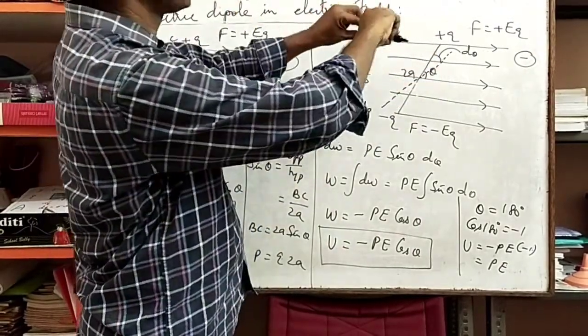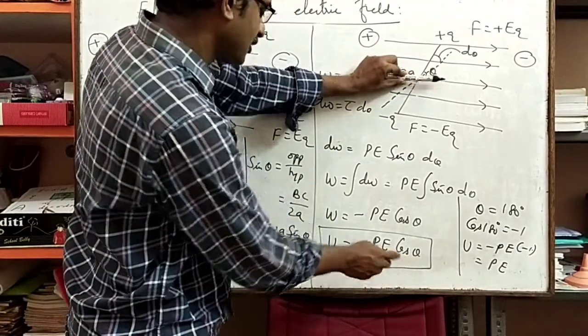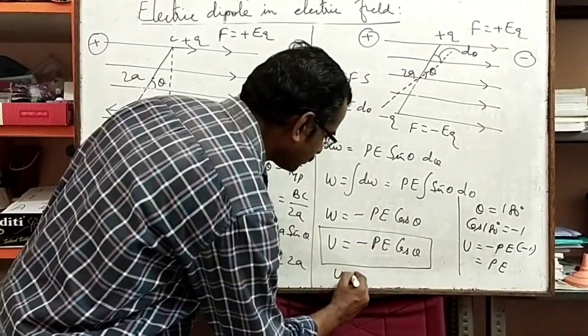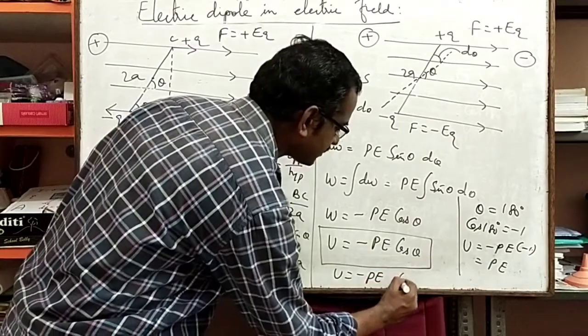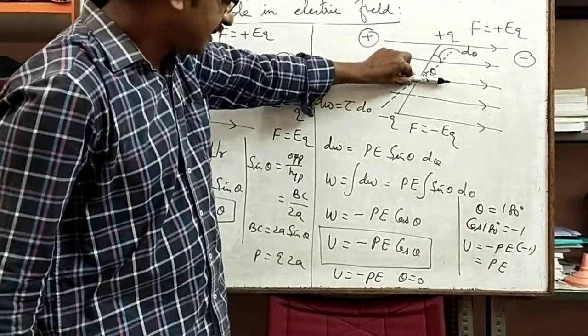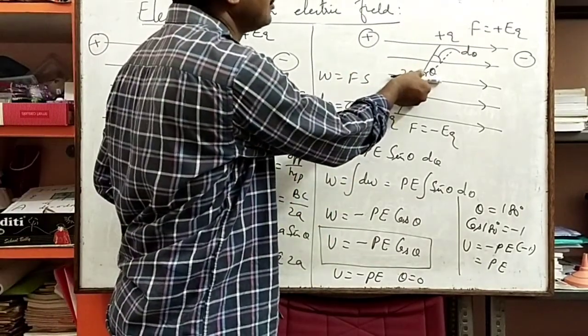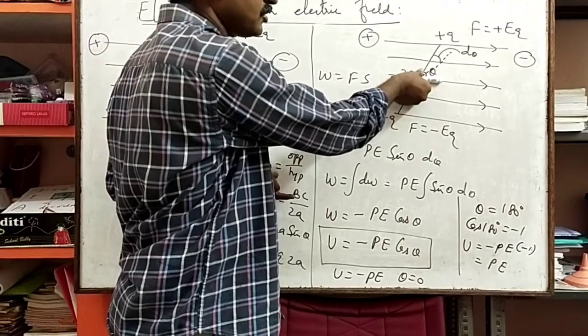When the electric dipole is aligned parallel, theta is equal to 0. Cos 0 is 1, so U is equal to minus PE. In this case, the minimum amount of energy is stored. When it is anti-parallel, the maximum amount of energy is stored.